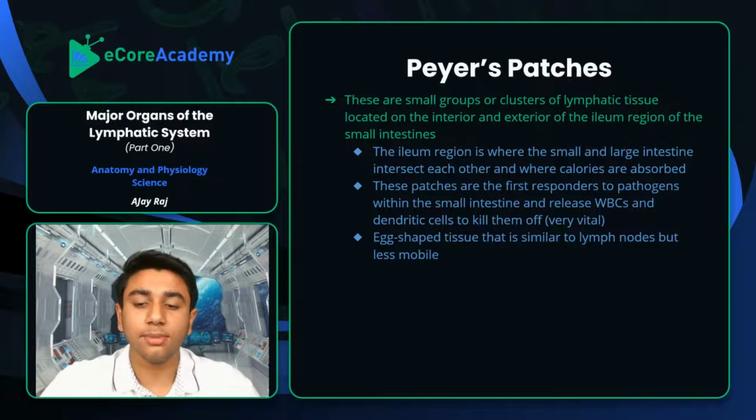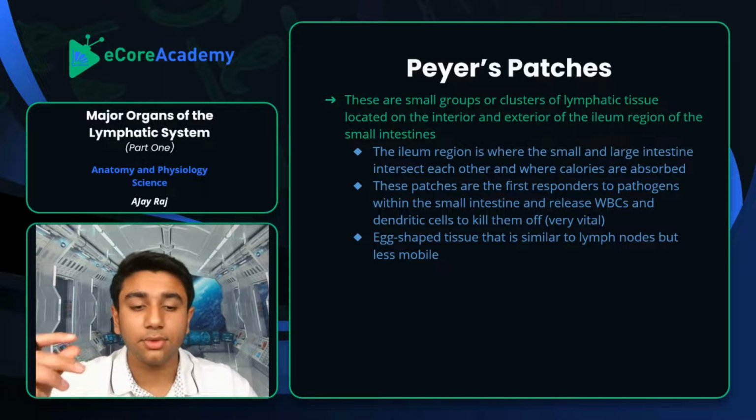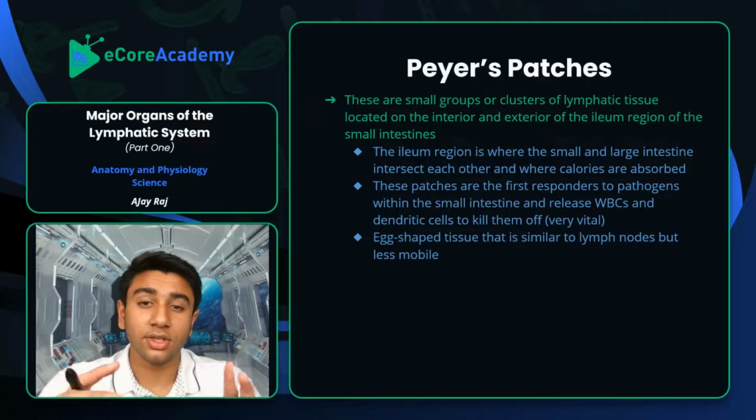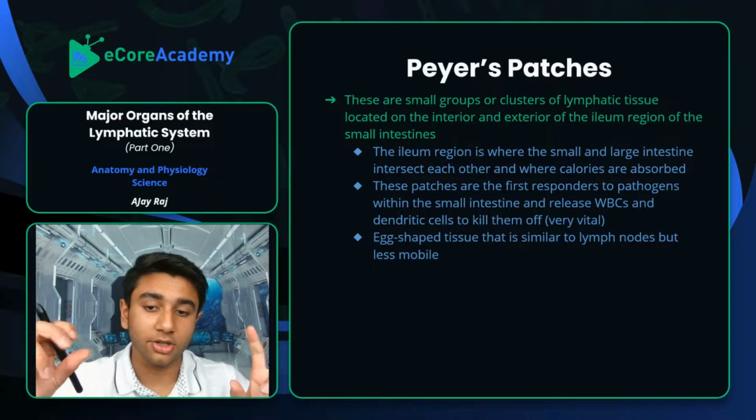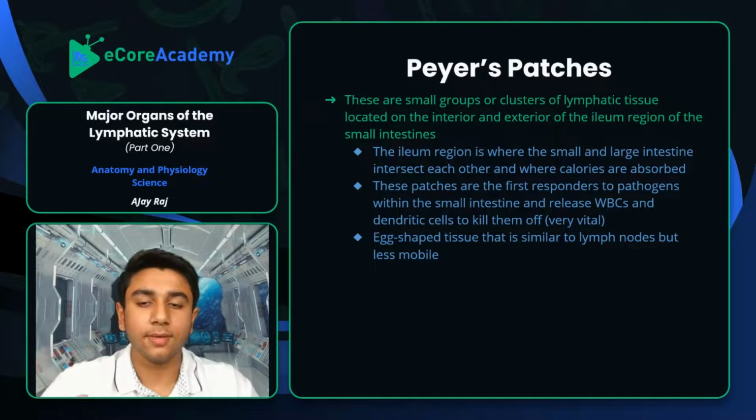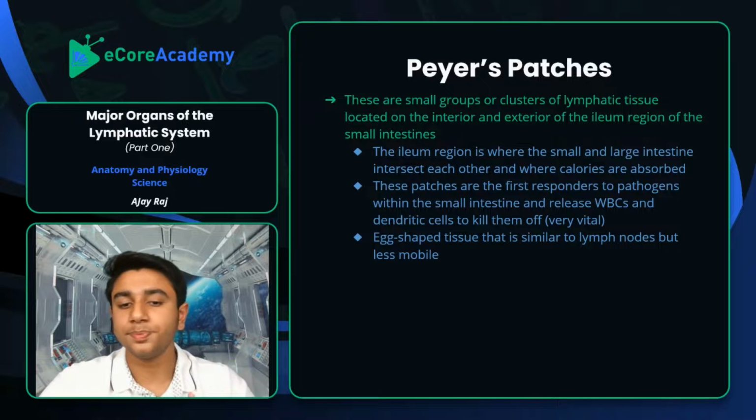It's very egg-shaped. It's just like your regular tissue, and it's very similar to lymph nodes, but it's less mobile. It looks a little bit similar to lymph nodes, with less depth to them because they're not essentially separate organs. Only the cluster of tissues is considered a patch, an organ, a Peyer's patch. And of course, it's named after a scientist, and I will mention in later videos to come who that scientist was and who all these scientists were in the lymphatic system and anatomy and physiology in general.